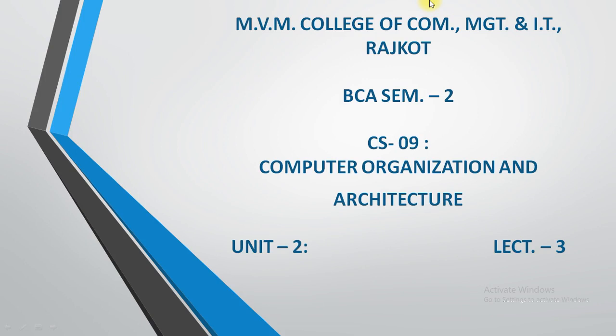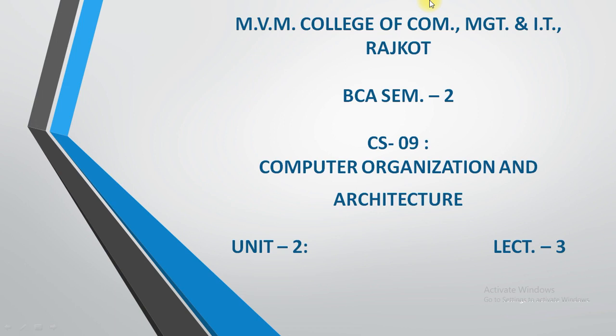This is the third lecture based on unit number 2. In the previous two sessions we have completed two topics: one is called integrated circuit and another is called decoders. In today's session we are going to understand encoders, right? So encoders are opposite of decoders.